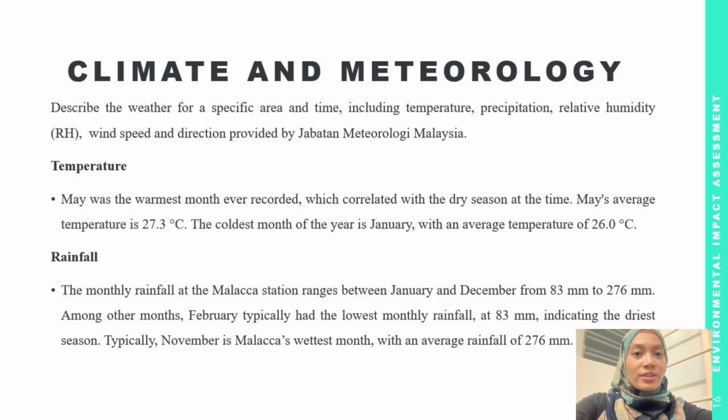For the rainfall at Malacca City, the monthly rainfall at the Malacca station ranges between January and December from 83 mm to 276 mm. Among other months, February typically had the lowest monthly rainfall at 83 mm, indicating the dry season. Typically, November is Malacca's wettest month with an average rainfall of 276 mm.